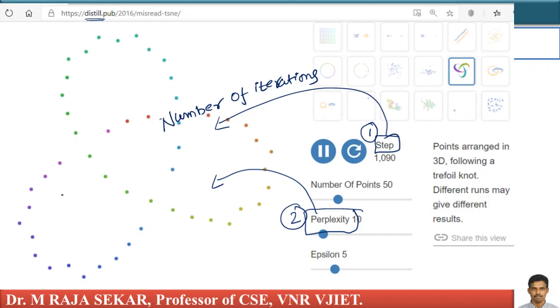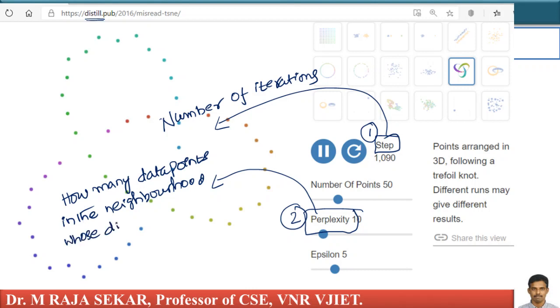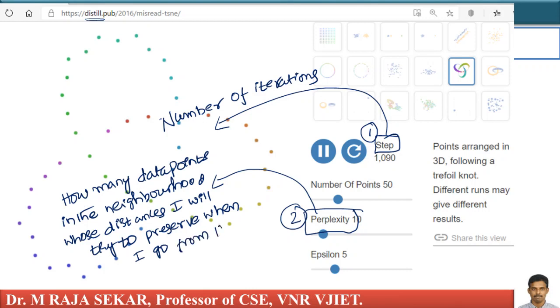Perplexity says how many data points in the neighborhood, whose distances I will try to preserve when I go from high dimensional space to low dimensional space.